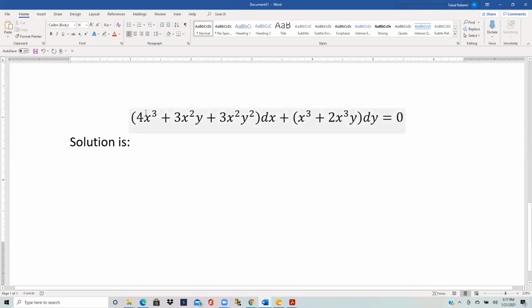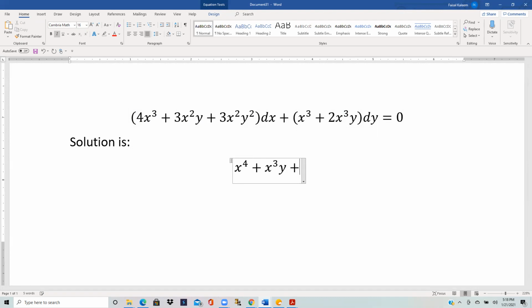So you integrate all of this M with respect to x. So the integral of the 4x cubed is x to the 4, plus the integral of 3x squared is x cubed, and then we have the y, and then again x cubed, and we have the y squared.